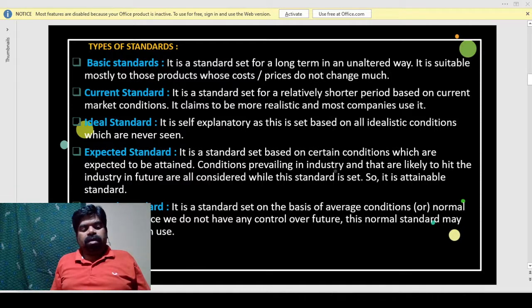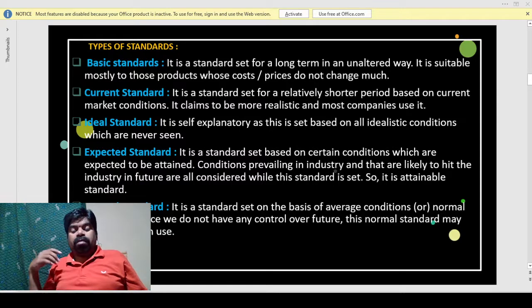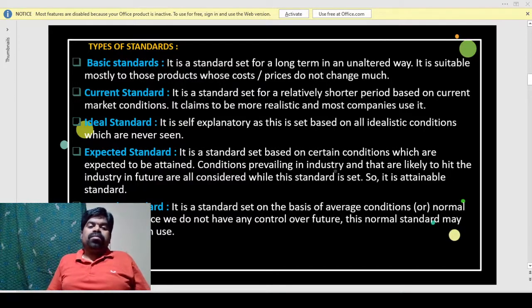Next you see normal standard. It is a standard set on the basis of average conditions, normal conditions. Since we do not have any control over the future, this normal standard may not be of much use. Sometimes market conditions may be high, sometimes low. So taking minimum average conditions, some standards are set up. That standard is known as normal standard.